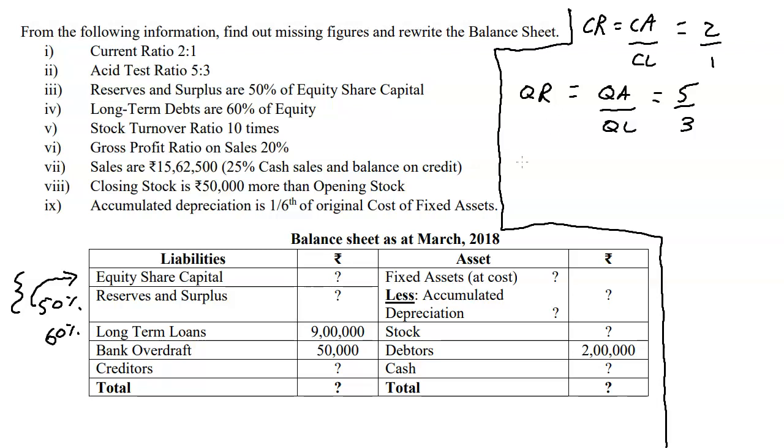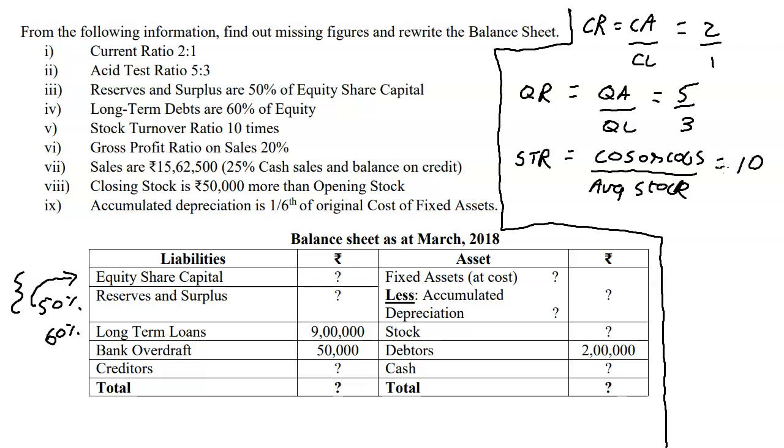Stock turnover ratio or inventory turnover ratio, whatever you want to call it, is equal to cost of sales or cost of goods sold, depending on what's in the question, upon, you would normally take average inventory. In this particular question, it makes sense to take average inventory because we've been given some information about opening stock and closing stock. I've called it inventory. Inventory and stock are one and the same. So this number is 10.